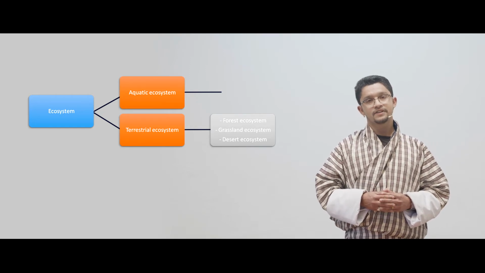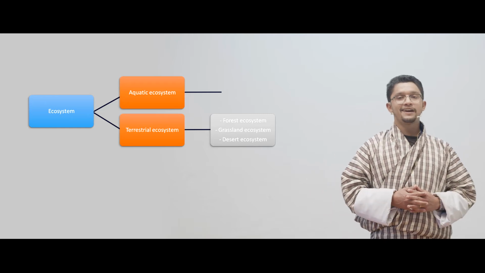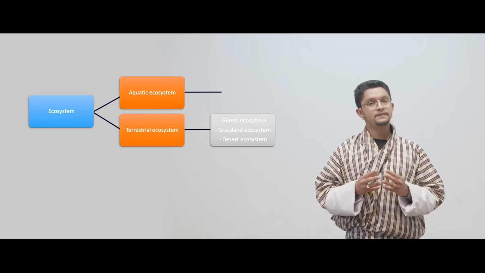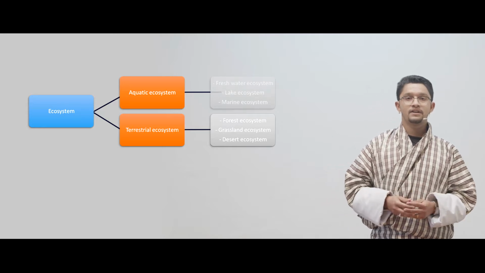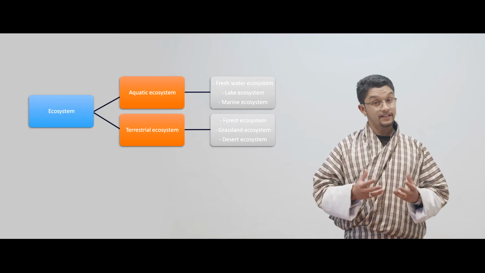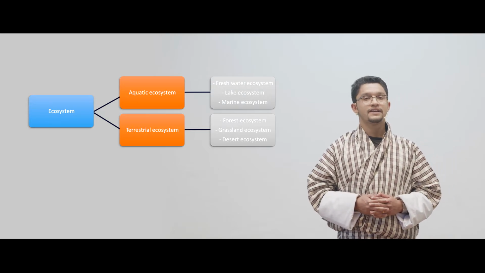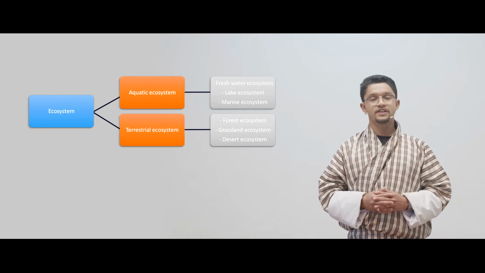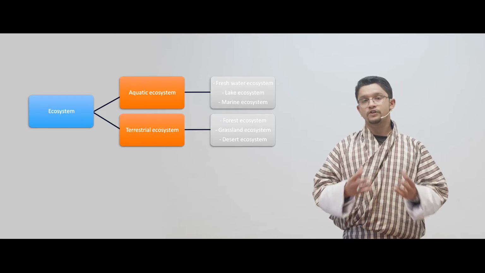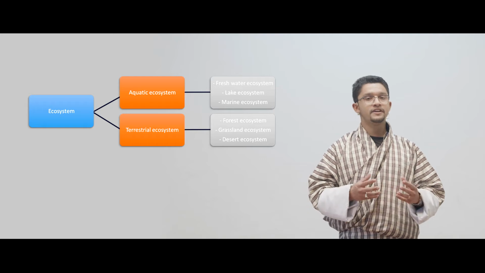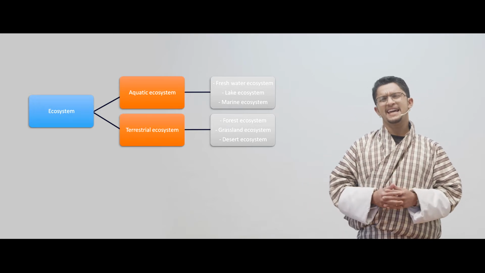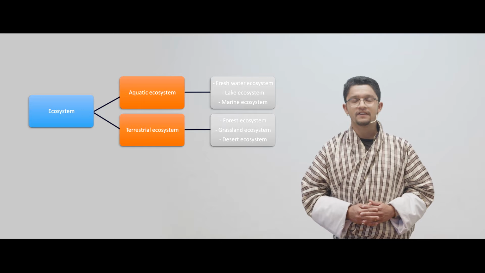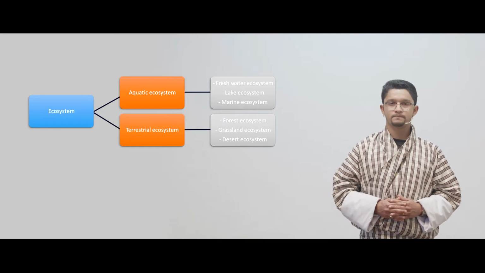However, in terms of aquatic ecosystems, there are many different types. A simple example can be a river. A river is one good example of an aquatic ecosystem. To consider aquatic ecosystems, it can be a freshwater ecosystem, a marine ecosystem, or let us say a lake, a lake as a simple example of an aquatic ecosystem.